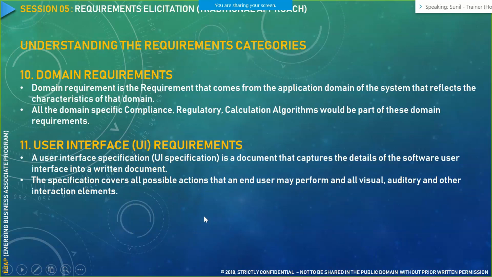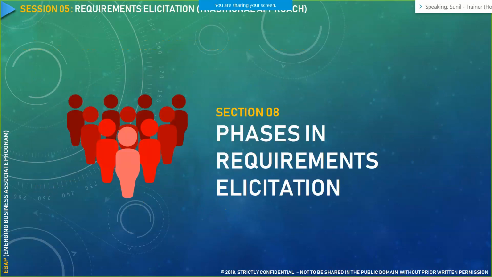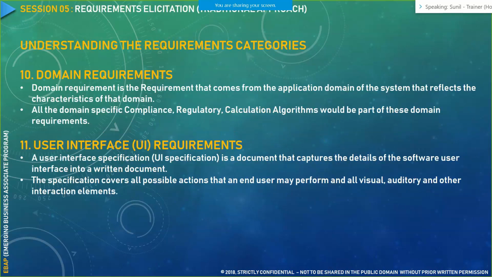Once you build a particular screen, after that you would be modeling that screen to a set of database tables. After you have mapped it to a set of database tables, you would be creating a data dictionary. So those kinds of requirements are part of your user interface or UI requirement. These were the most used 11 categories of requirements that are available when you are initiating your requirement elicitation session.